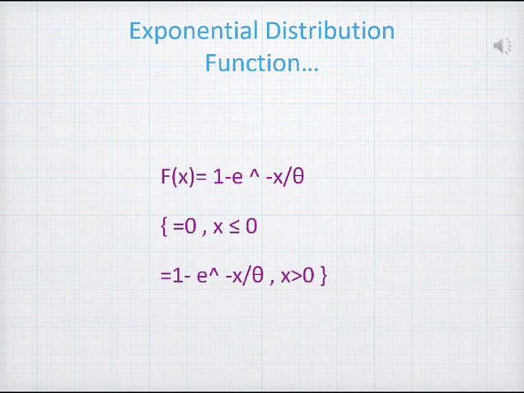Exponential distribution function: F(x) = 0 for x less than or equal to 0, and F(x) = 1 minus e^(-x/theta), where x is greater than 0.